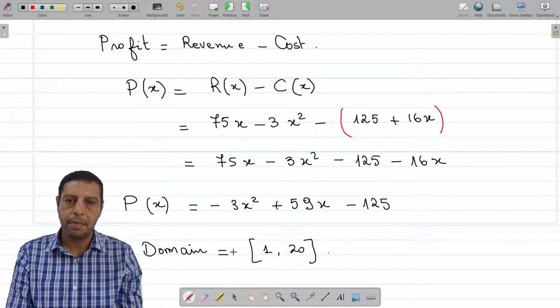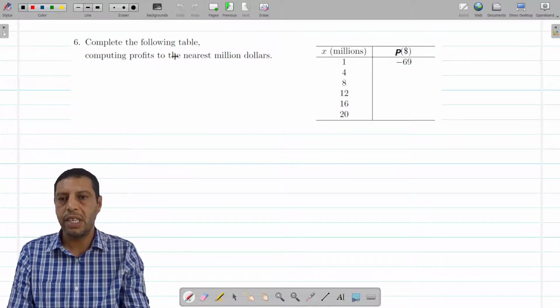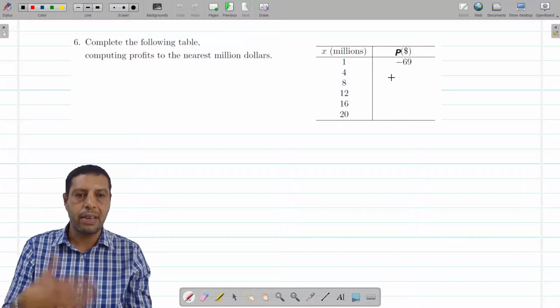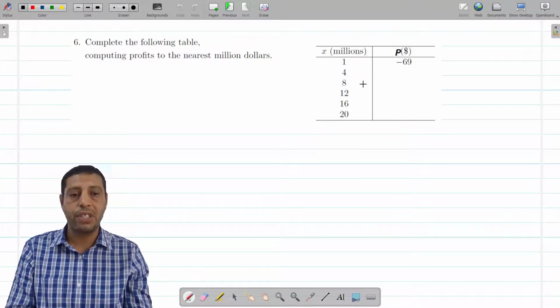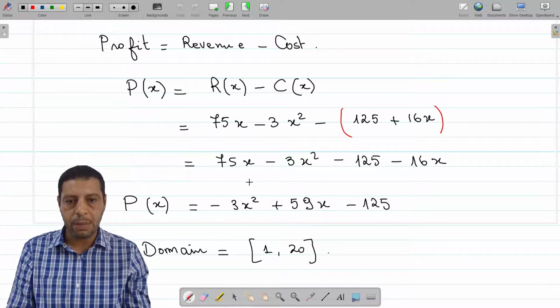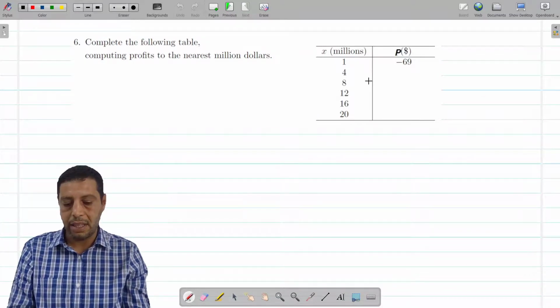Okay? Now, we'll go to the next and last question in this activity, which is complete the following table computing profits to the nearest $1 million. Of course, I already computed these values. You just plug in the X in the profit expression obtained in the previous question, and you compute. Okay, you will obtain the following values.